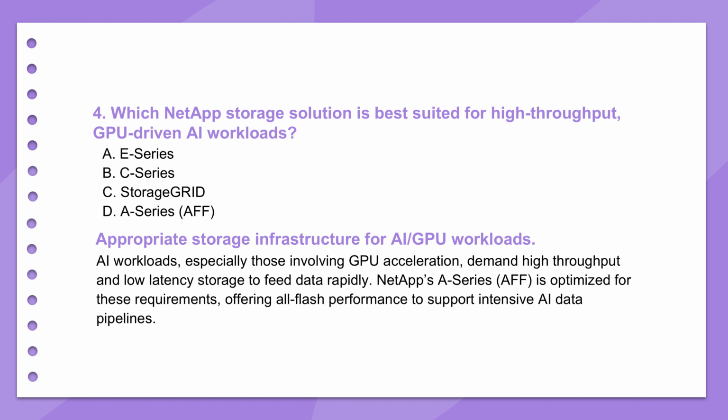So the solution highlighted in our source is NetApp's A series, specifically their all-flash FAS system. A-series, all-flash FAS. Okay, what makes them suitable? They're engineered from the ground up for ultra-low latency and incredibly high IOPS. IOPS, input-output operations per second. Basically, how many data read-write requests the system can handle every second.